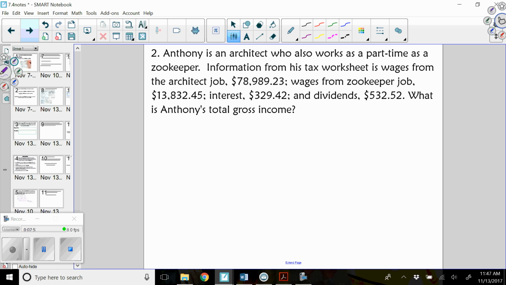Number 2, Anthony is an architect who also works part-time as a zookeeper. Information from his tax worksheet is wages from the architect job, wages from his zookeeper job, interest, and dividends. What is his total gross income? I would just add it all together. Yep, because he's getting income from 2 jobs, interest from his bank, and dividends from stocks. So we just need to add them all up.